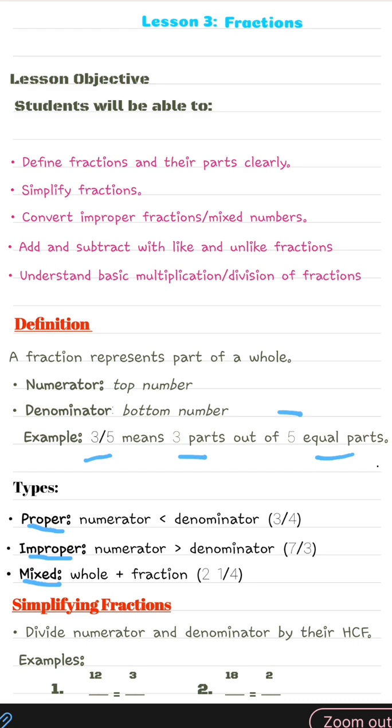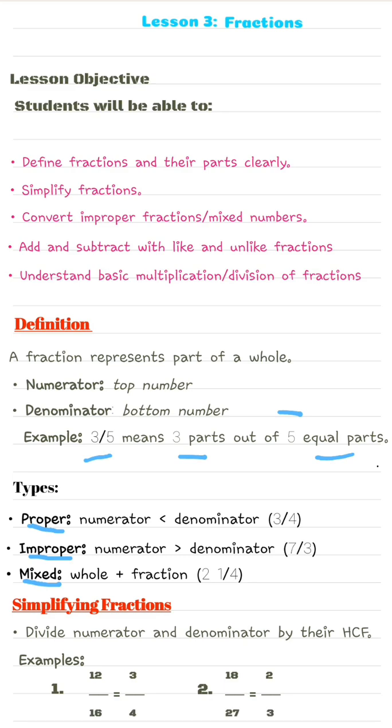2. Essential skills, simplifying and converting. Simplifying fractions. To simplify a fraction, divide both the numerator and the denominator by their highest common factor, or HCF. Example, simplifying 6/8 involves dividing both the 6 and the 8 by their HCF, which is 2, to get 3/4.